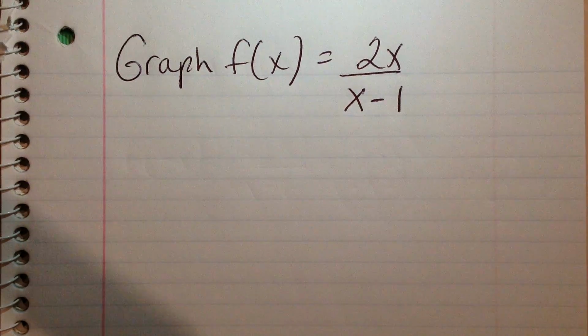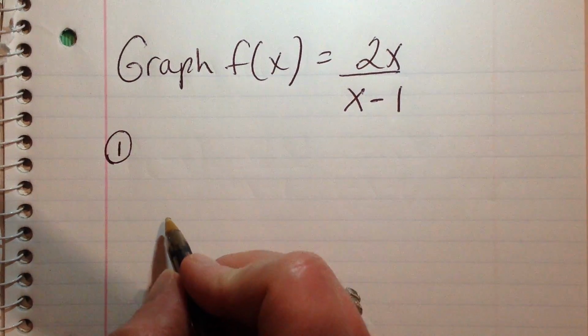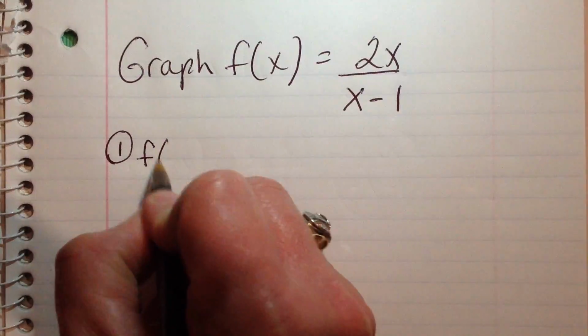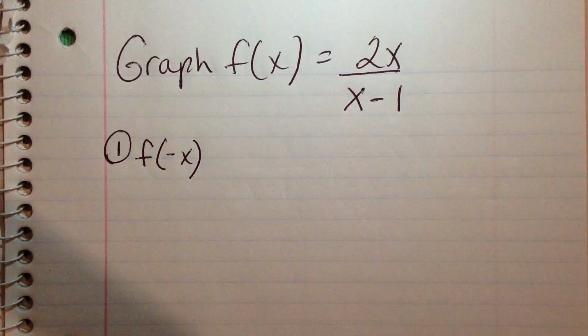I want us to graph f of x equals 2x divided by x minus 1 using our strategy of 7 steps that we talked about earlier. So the first thing I want to talk about is determining symmetry. To determine symmetry, we will find f of negative x.